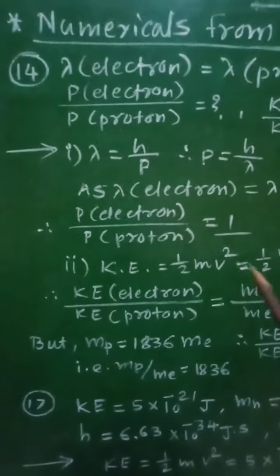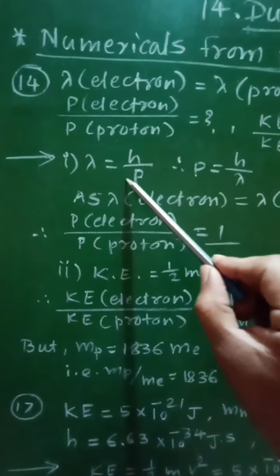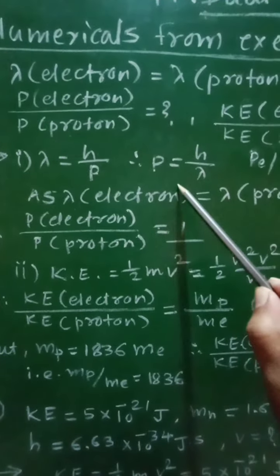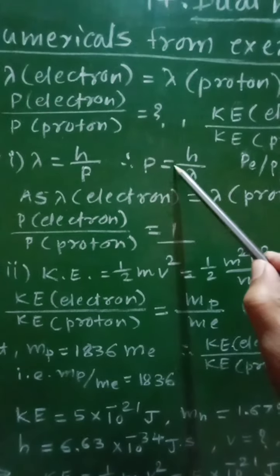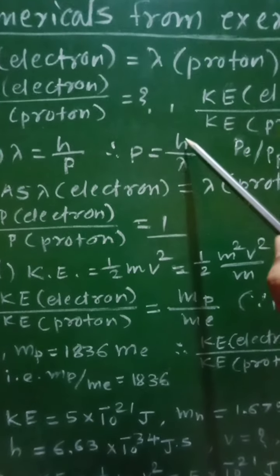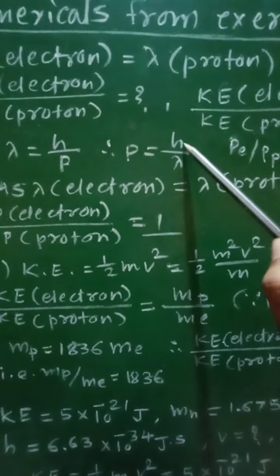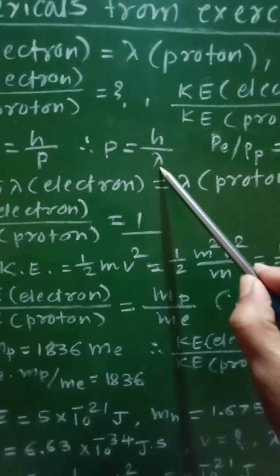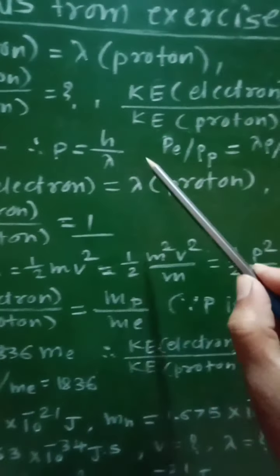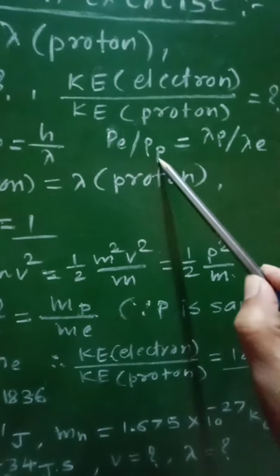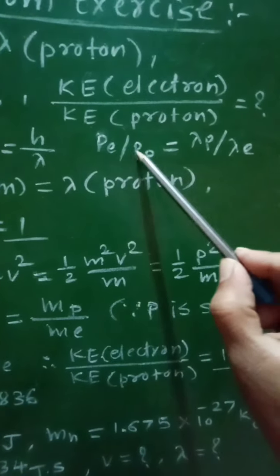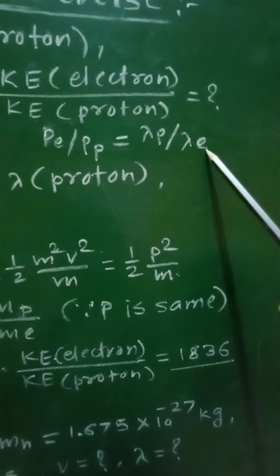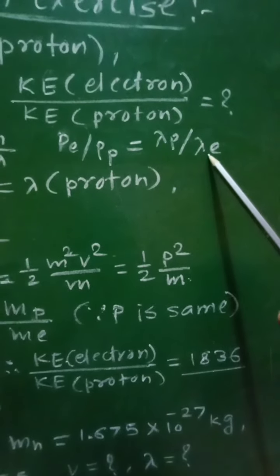We know the relation for the de Broglie wavelength lambda is equal to h by p. Therefore p will be equal to h by lambda. Here h is Planck's constant, which is constant. Therefore momentum p will be inversely proportional to de Broglie wavelength, and therefore we can write pe upon pp, momentum of electron upon momentum of proton, will be equal to lambda p upon lambda e.